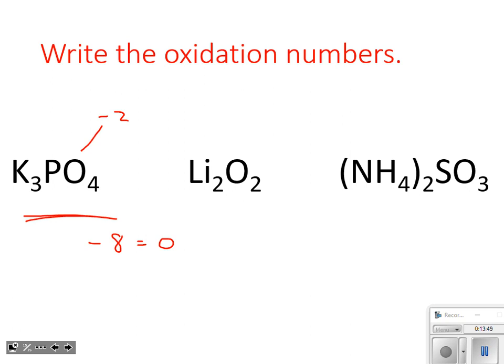My next rule, I know that potassium is an alkali metal. It's a group 1 metal, so that is rule number 4. Rule number 4 states that all group 1 metals have a +1. So, +3. So what's going to fill this in? Okay, +3 -8. What's going to give me 0? Well, it's got to be +5, right? So that phosphorus there is going to be +5.